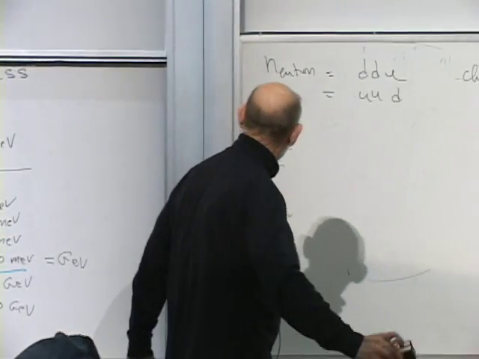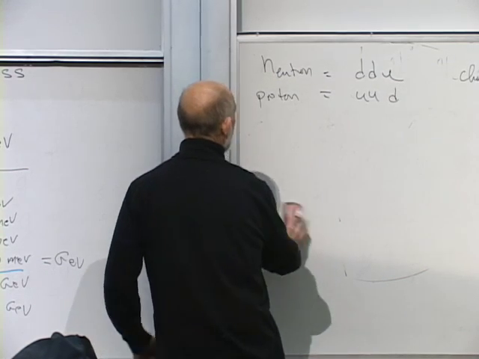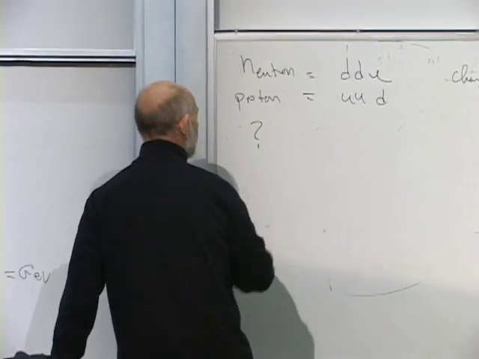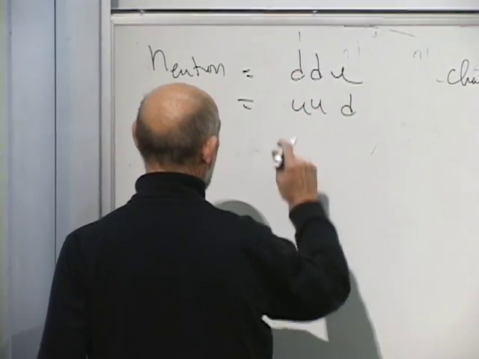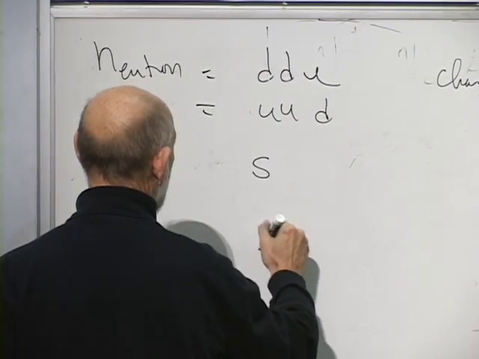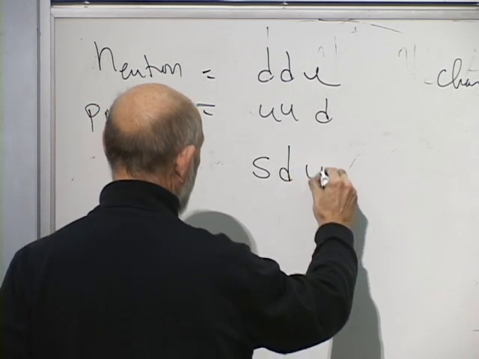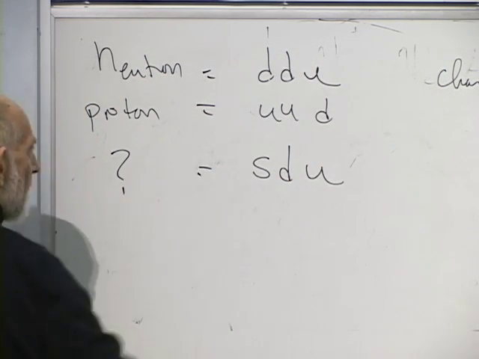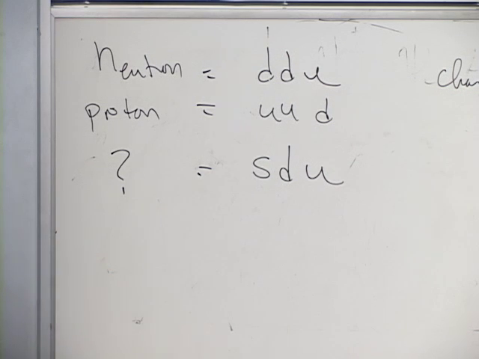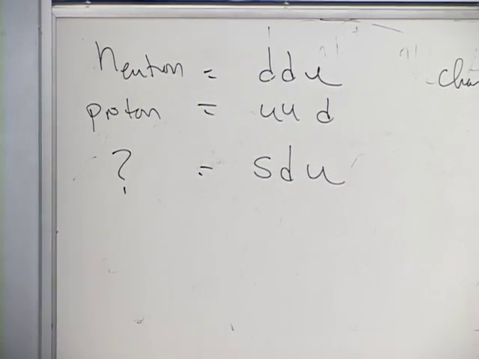But for example, you can create, I don't know what its name is, pull out a down quark and create a strange and a down and an up. What's the mass of this one over here? Sorry, not the mass. What is the charge of this one?